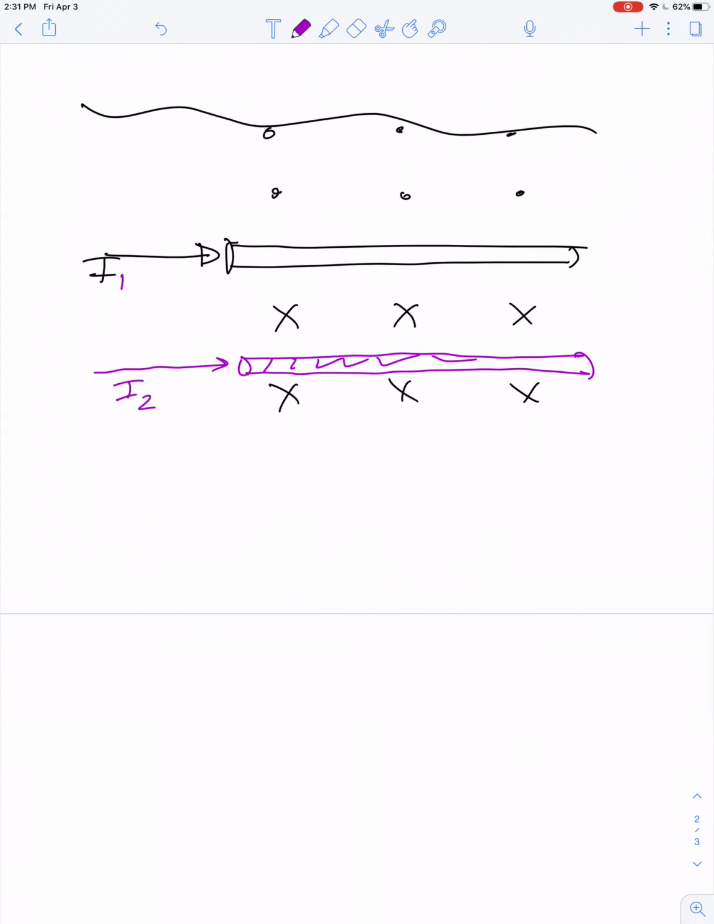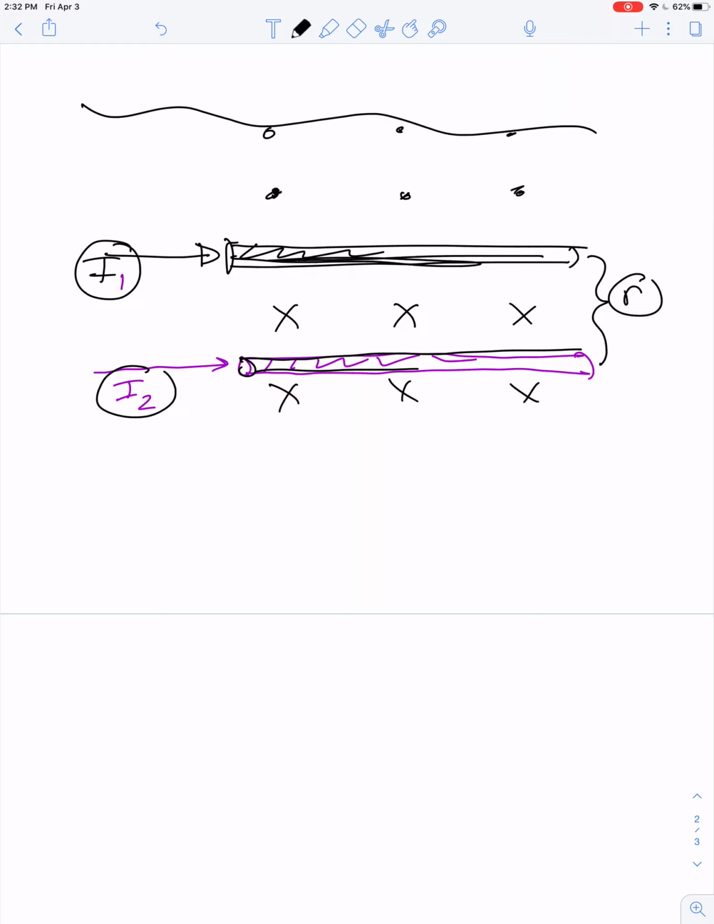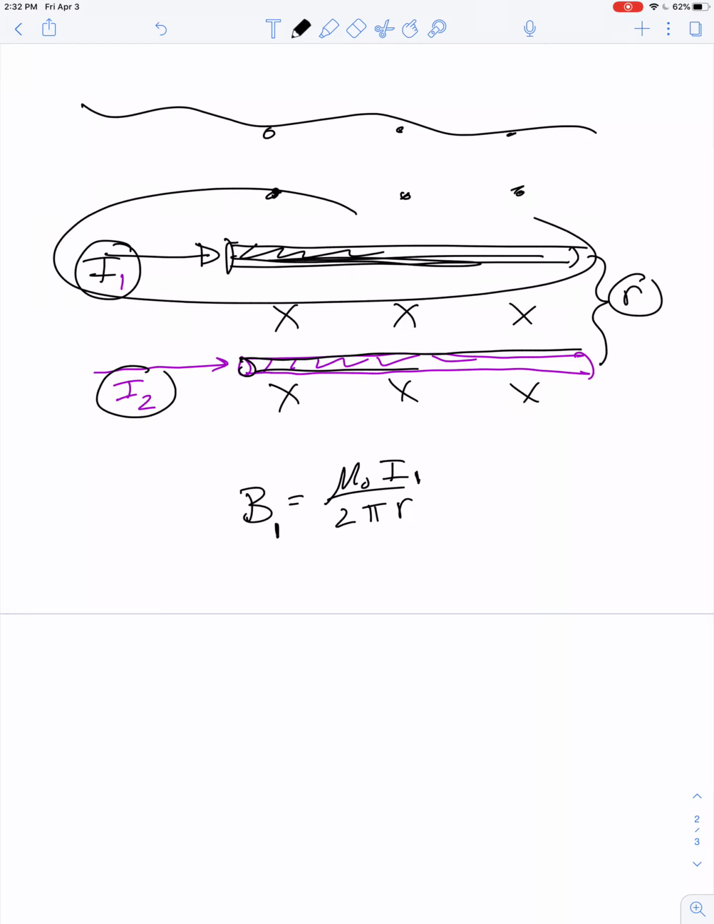Well, the way we've drawn this, we're suggesting that it's the current in wire number 1 that's creating this field that's all around it, and it's wire number 2 that's been placed within this field created by wire number 1. And you should recall that the magnetic field at a distance of r away from any wire is equal to mu naught I over 2 pi r. So we can say this is the magnetic field number 1 due to current number 1 flowing in this wire.